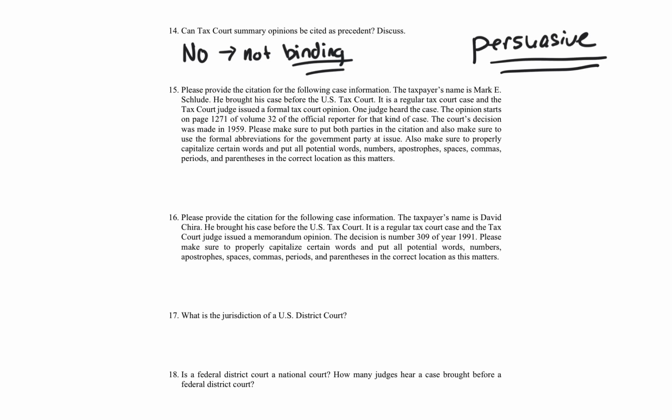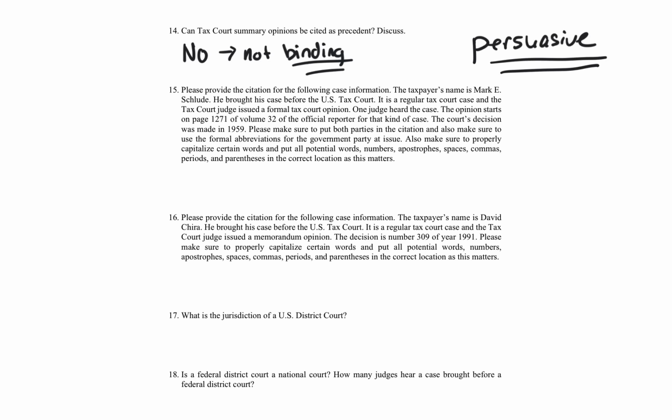It is a regular tax court case, so we know it's not a TC summary opinion, right? Because a regular tax court case can be either a TC memo or can be a regular tax opinion. And the tax court judge issued a formal tax court opinion. So that is a regular tax court opinion. It's not a memorandum opinion. It's a formal tax court opinion. One judge heard the case, so we know it's not en banc. We know we can't put en banc in the citation. The opinion starts on page 1271 of volume 32. So that's going to be part of our citation of the official reporter for that kind of case.